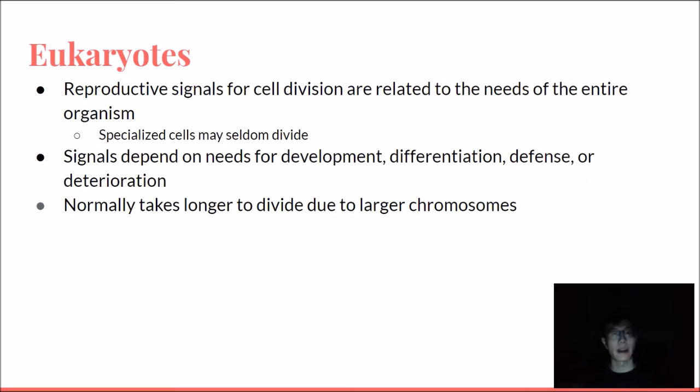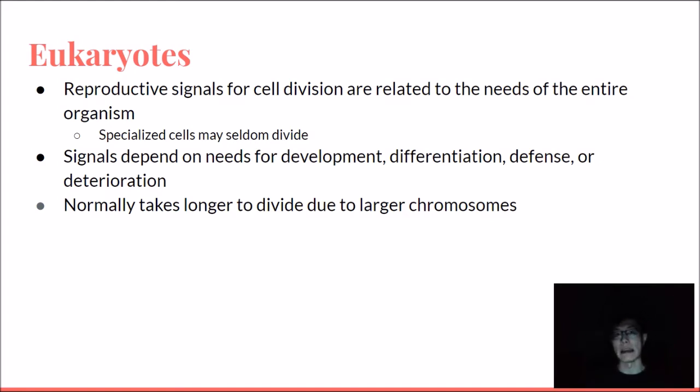And if we look at eukaryotes, they often require some kind of reproductive signal for cell division, and these signals are related to the needs of the organism. What that means is that sometimes you have cells within the body that really do not divide at all, and there are examples of such. In addition, the signals often depend on the needs of, for instance, development, for differentiation, like in the case of stem cells, in the case of defense, maybe in your B cells, or in deterioration. If there's deterioration, you want to replicate to replenish whatever tissue is deteriorating.